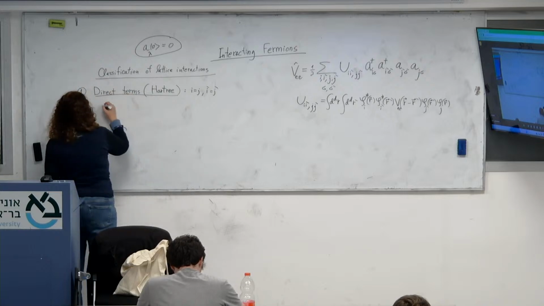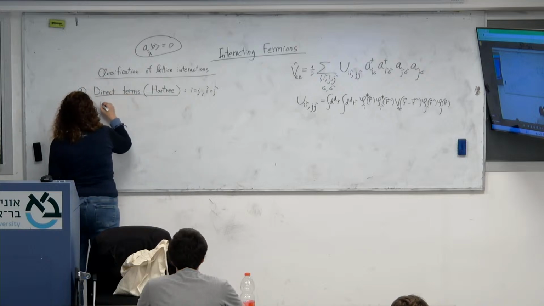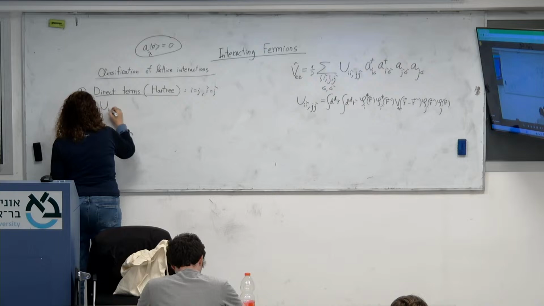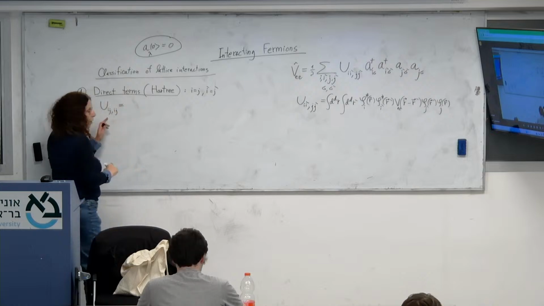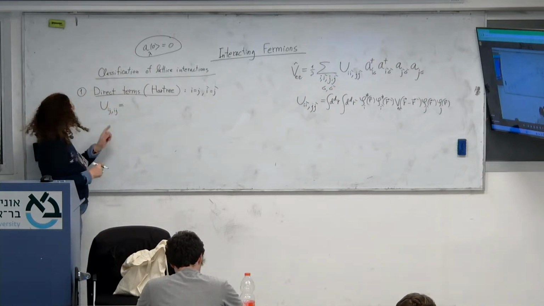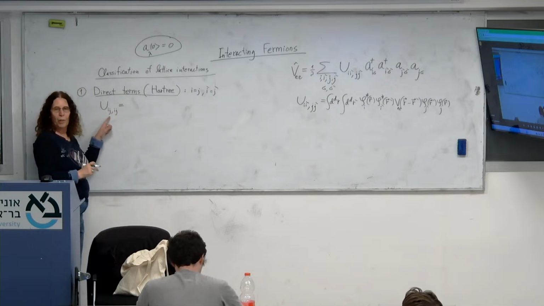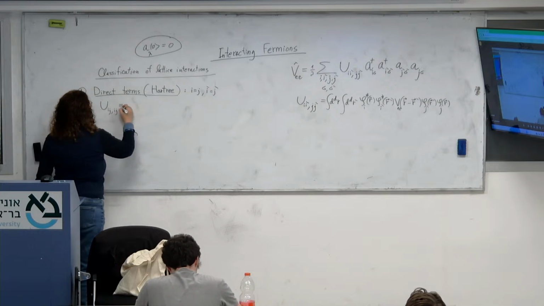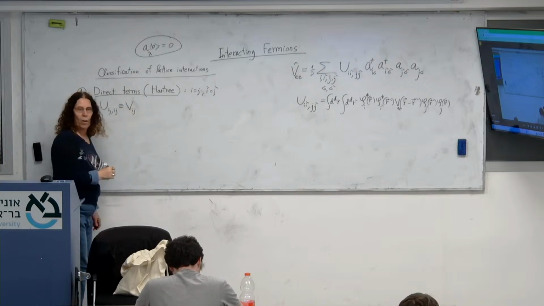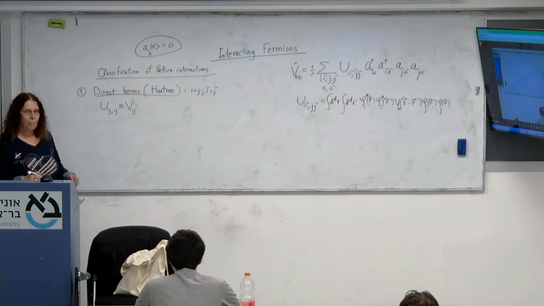Okay, and we define a matrix element U_ij where, because it depends only on 2 indices, let me give it now a new name and I just call it V_ij. Okay?